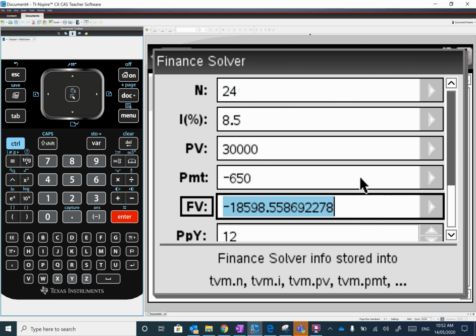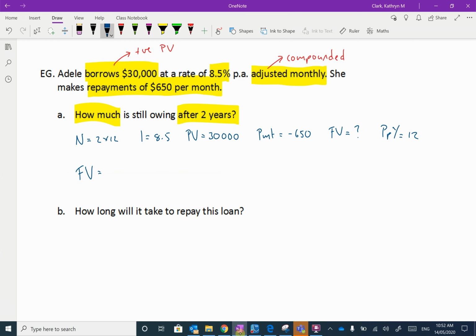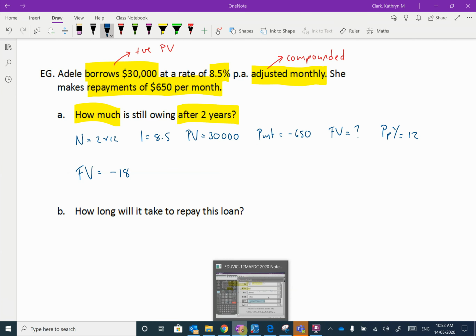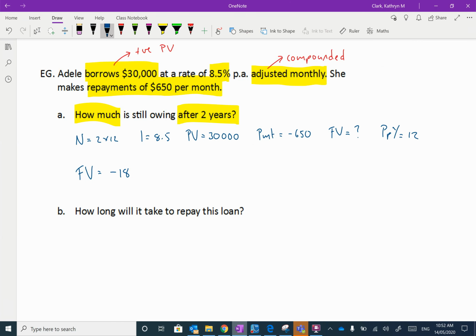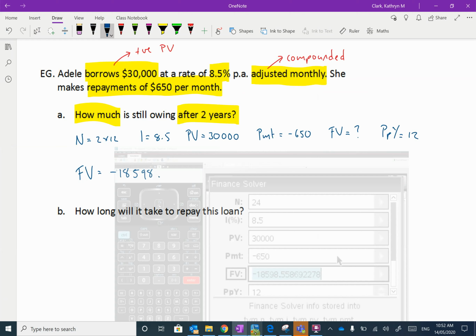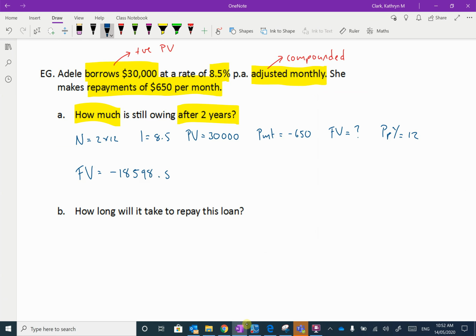Alright, so after 2 years, I have a negative value. That means I still need to give the bank that much money. So this is negative $18,598.56. So she still owes $18,598.56.